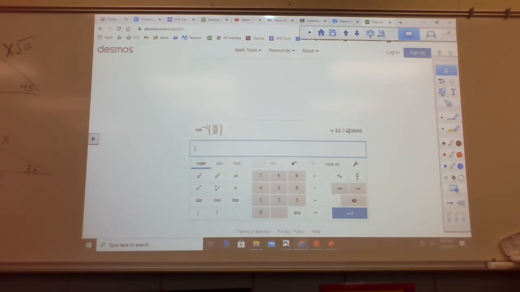I want you to use the other calculator. So type in Desmos. Go to the scientific calculator. It's just a little bit easier to look at this one. You'll hit the function button, hit the inverse sine, go back to the main, do the 20 over 36. And then you have your 34. And you could have used the other one. It's just, I think this one's a little easier for what we're doing. Does anybody else need help with their calculator?